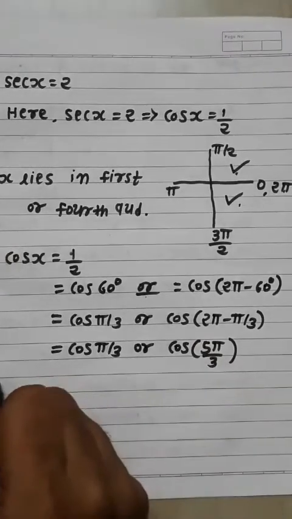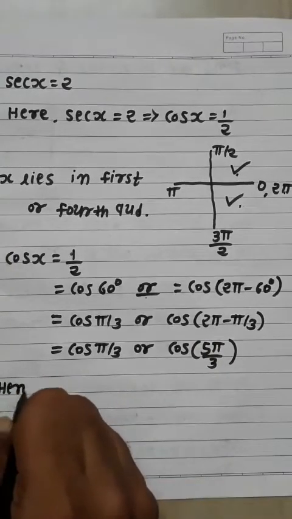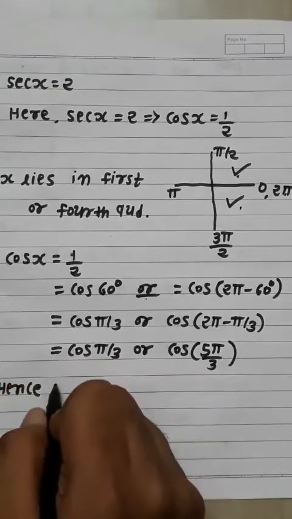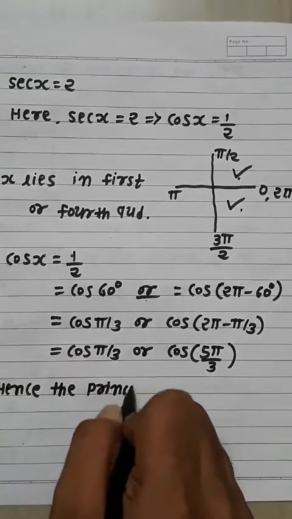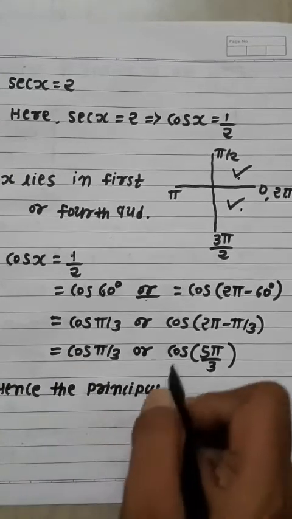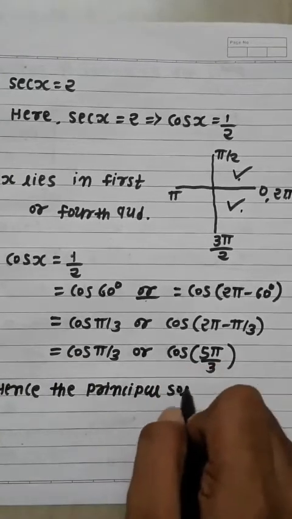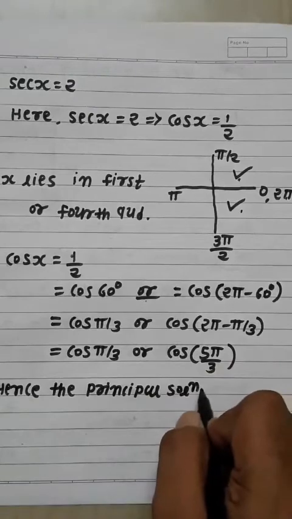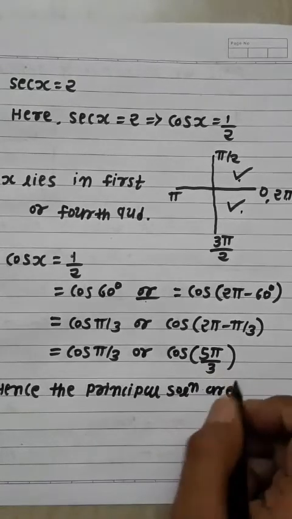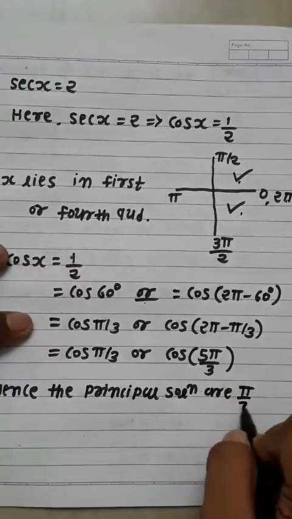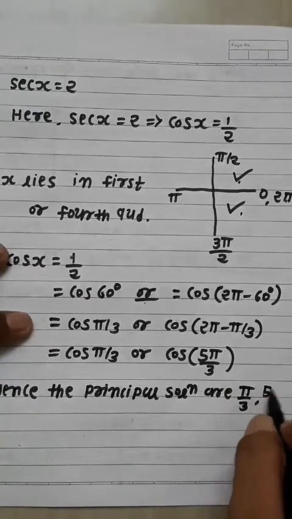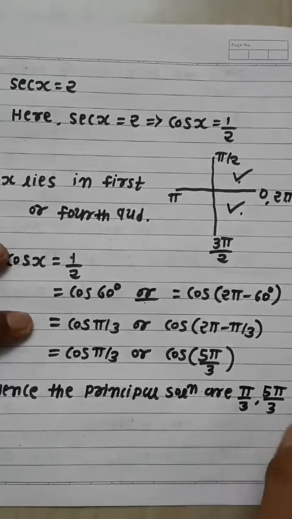So hence the principal solutions are pi by 3, 5 pi by 3.